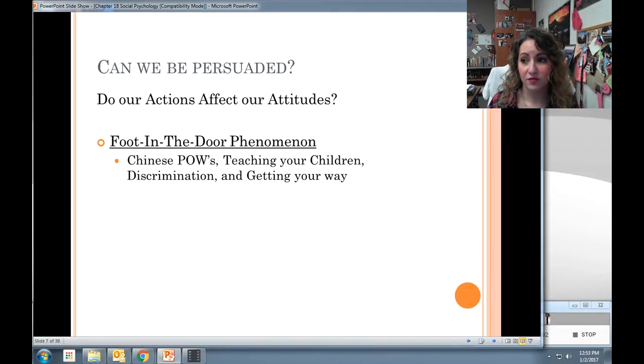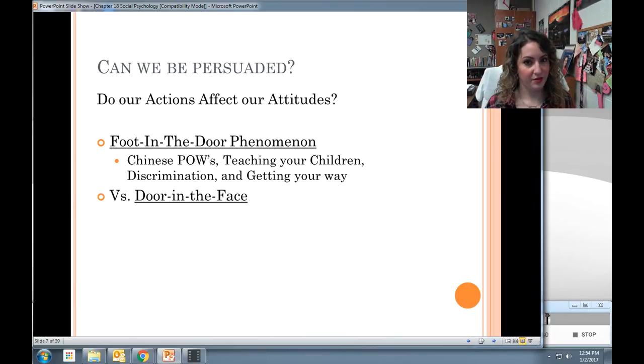And over the course of the years that they were in the POW camps, it just got greater and greater. Eventually, when the POW camp was shut down and the Americans were allowed to go home, the majority of them stayed. And they honestly believed in interviews that communism was superior to democracy because they had written it thousands of times. The Chinese had gotten their foot in the door asking for small requests and then eventually getting much larger ones later.